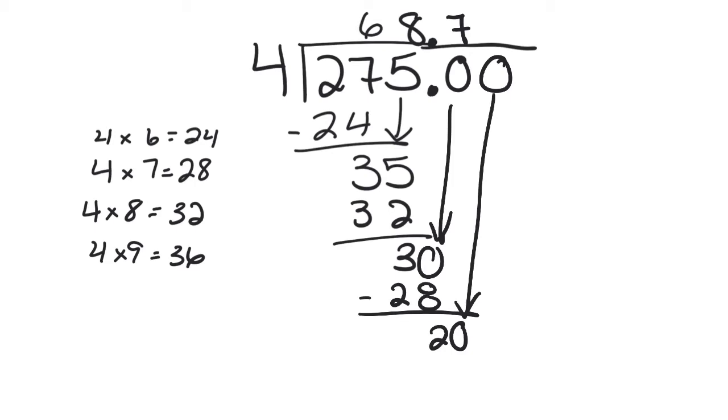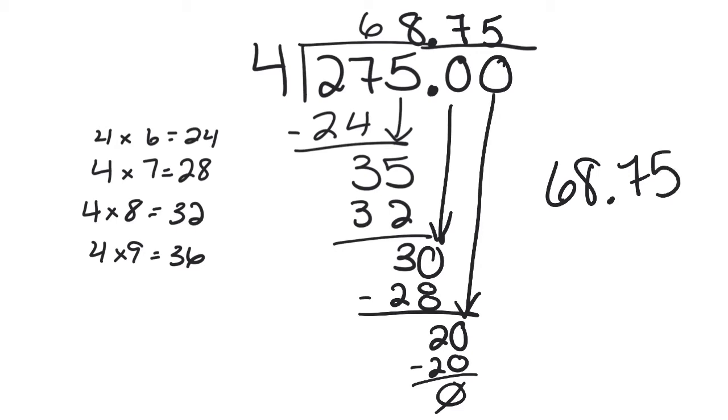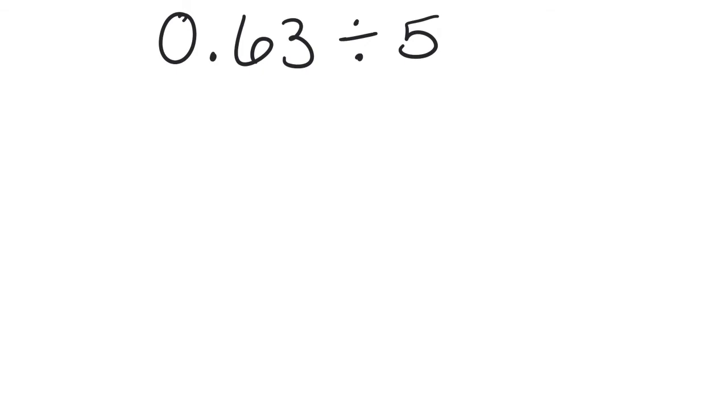If I think, oh, I know my 4 times 5 is 20, so I put 5 up here, and now we are done because we have nothing left over. So the answer would be 68 and 75 hundredths. Remember, we are no longer writing remainders. Okay, on this one, we have 63 hundredths divided by 5.